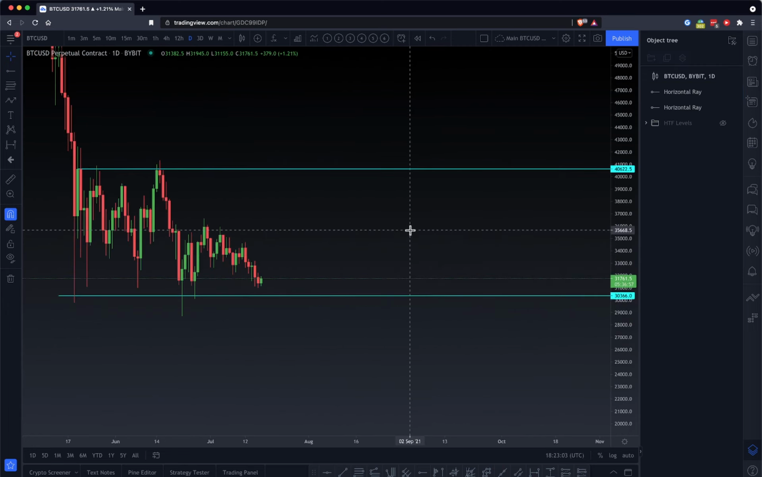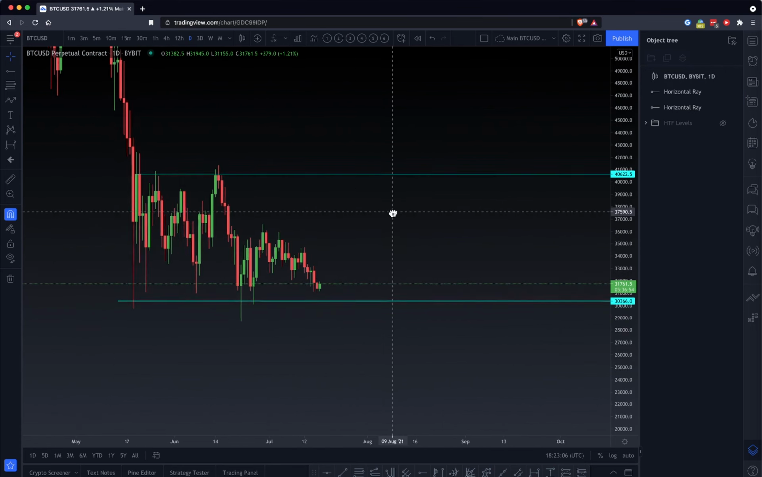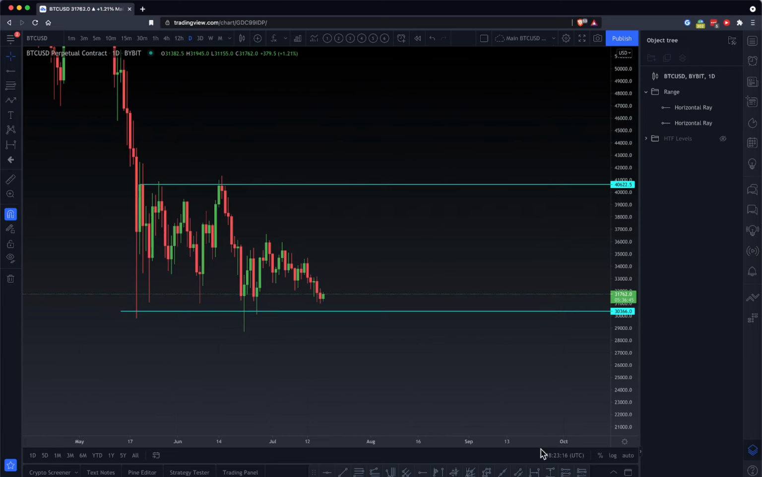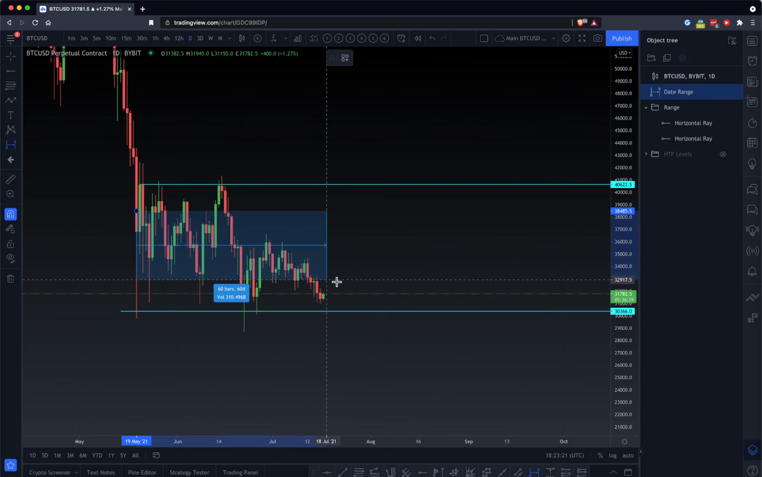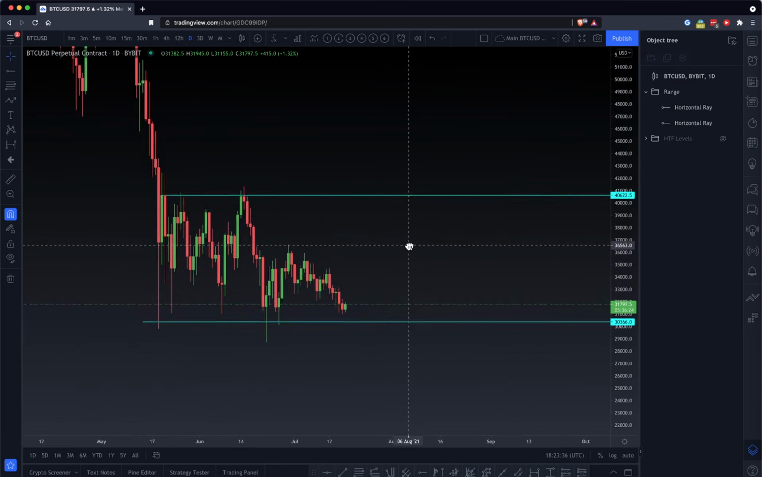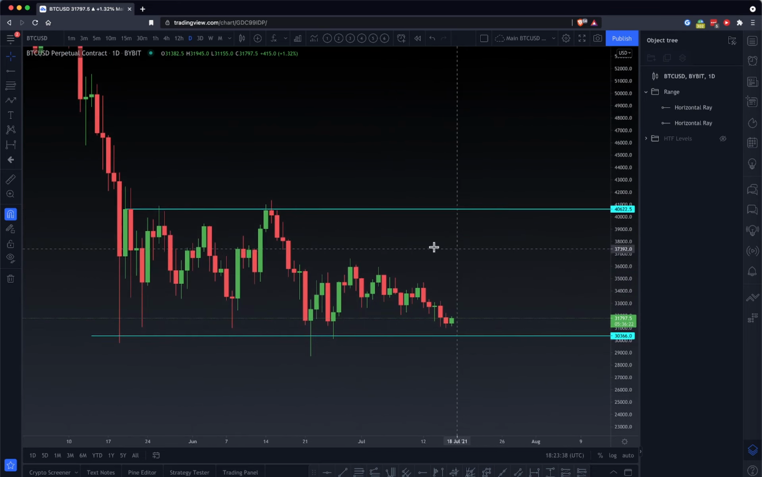So this is the bigger range that we were basically in for a couple of days. Range. Let's see how long we have been in this range. 59 days, 2 months almost. We have been in this range quite a long time. And it's a very interesting price action.